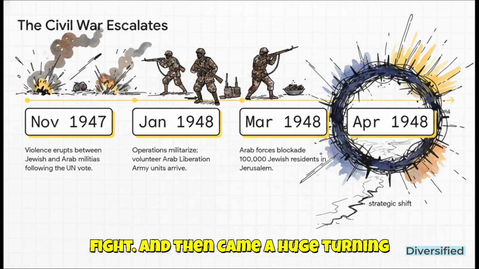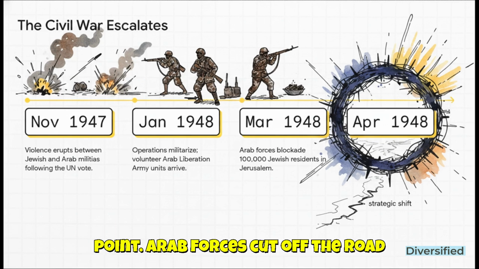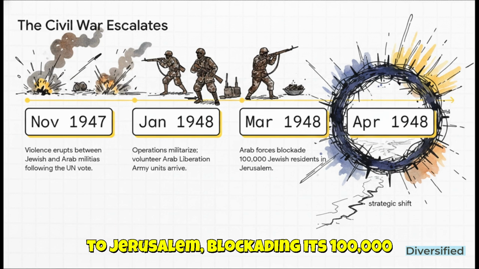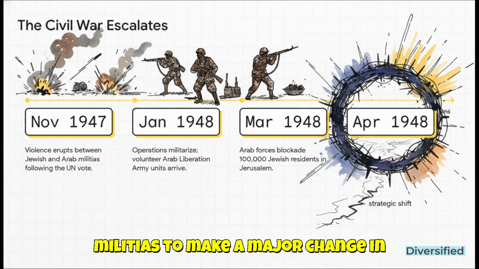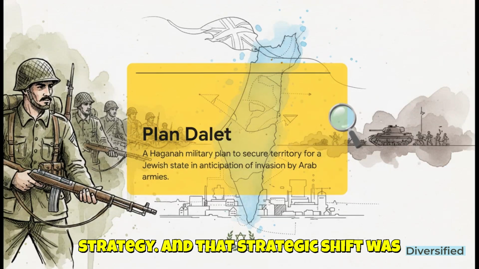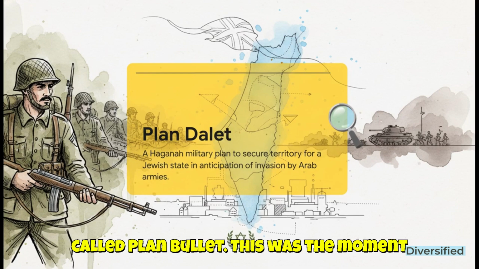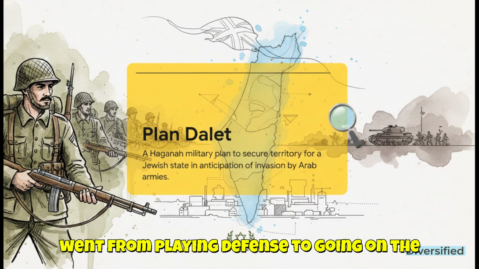And then came a huge turning point. Arab forces cut off the road to Jerusalem, blockading its 100,000 Jewish residents, which forced the Jewish militias to make a major change in strategy. And that strategic shift was called Plan Dalet. This was the moment the main Jewish militia, the Haganah, went from playing defense to going on the offense.